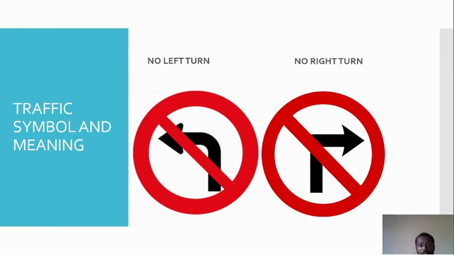So now let us look at the traffic symbols and meaning. When you see a sign with an arrow turned to the left and stroked, it means what? No left turn. It means that as you are driving, you don't have to turn to your left. You keep driving. And the next symbol you can see there is no right turn. It means that you are not meant to turn to the right. So as you're on the way, don't turn left and don't turn right. Just keep driving ahead. Don't turn to any direction.